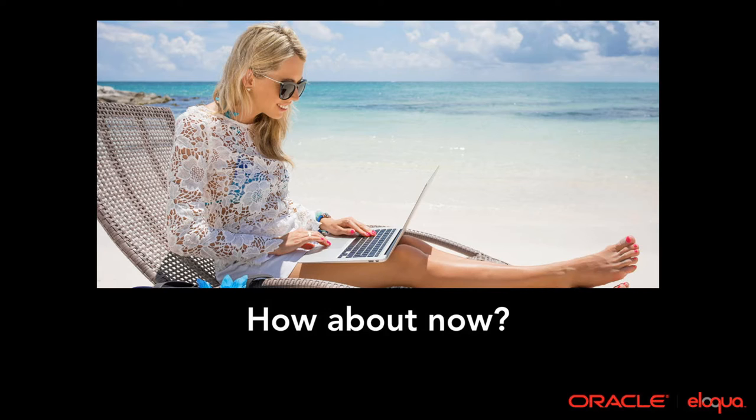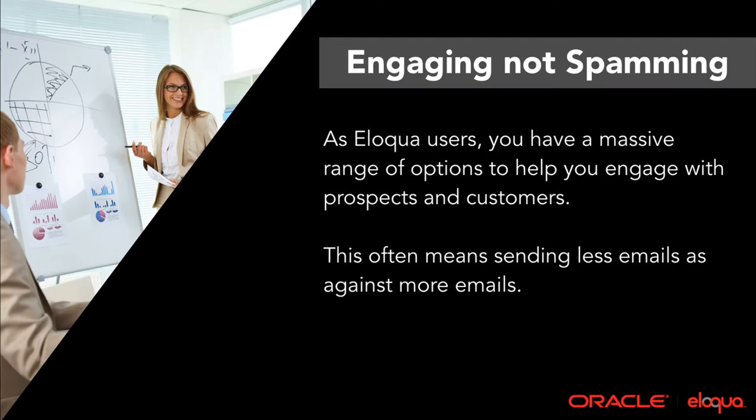So if you do have data sitting in the CRM, but it's not visible within Eloqua, it's quite easy to make it visible. So that's one of the basics. The other one we wanted to talk about was this notion of engaging and not spamming. You've got lots of options in relation to the way you engage using the campaign canvas. And as we've said there, it often means really sending less emails and not necessarily sending more emails.